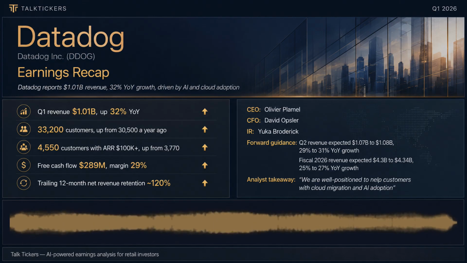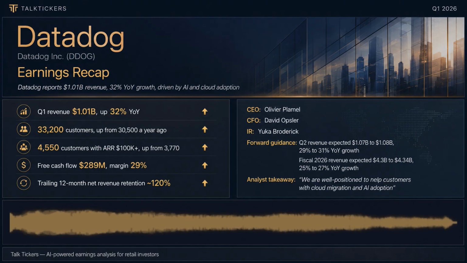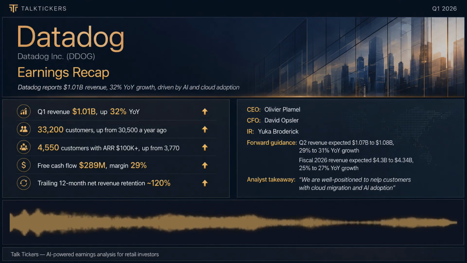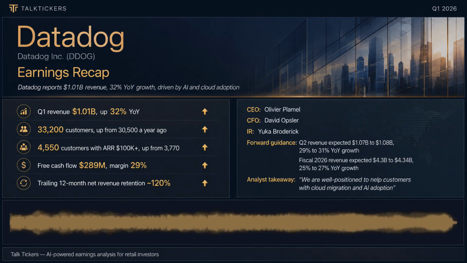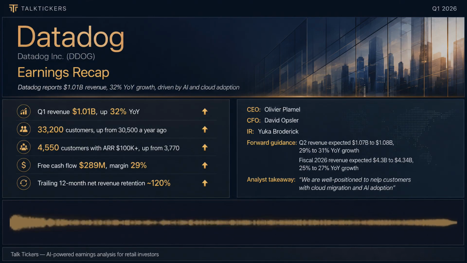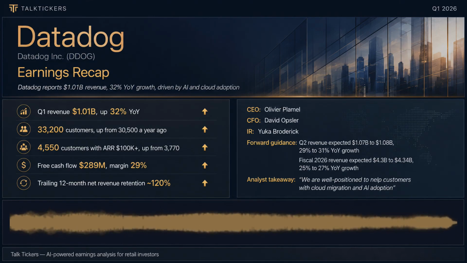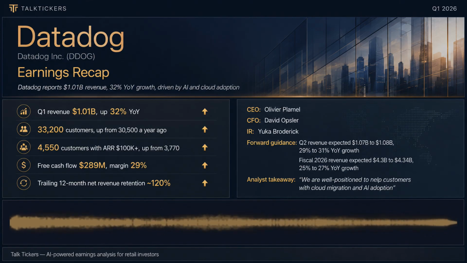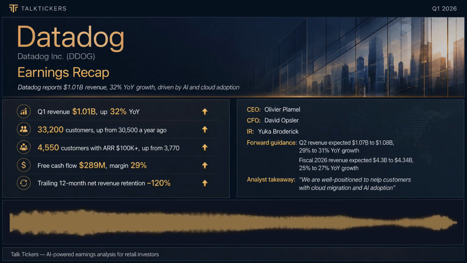But the metric that truly separates them from their peers is the free cash flow. Let's hear it. In Q1 alone, they generated $289 million in free cash flow. That is a massive 29% free cash flow margin. Okay, a 32% top-line growth rate and a 29% free cash flow margin. If you use the classic Rule of 40 metric. Right, the SaaS benchmark, which for our listeners states that a healthy software company's growth rate plus its profit margin should equal 40. Datadog is sitting at 61. Yeah, they are obliterating the benchmark.